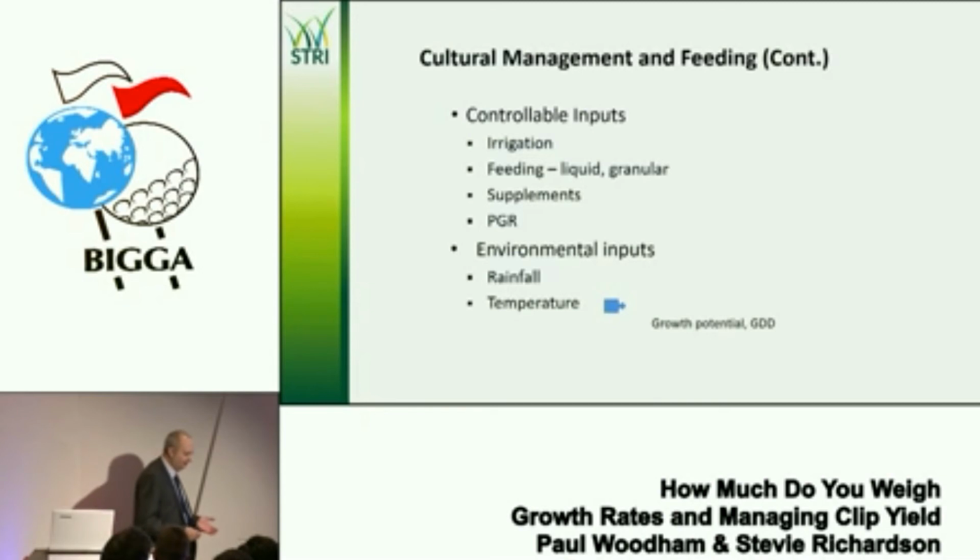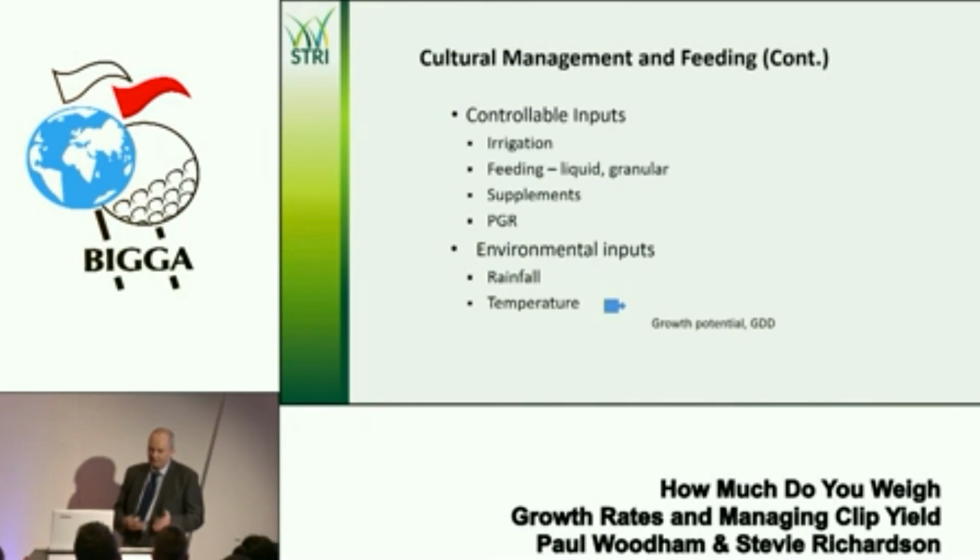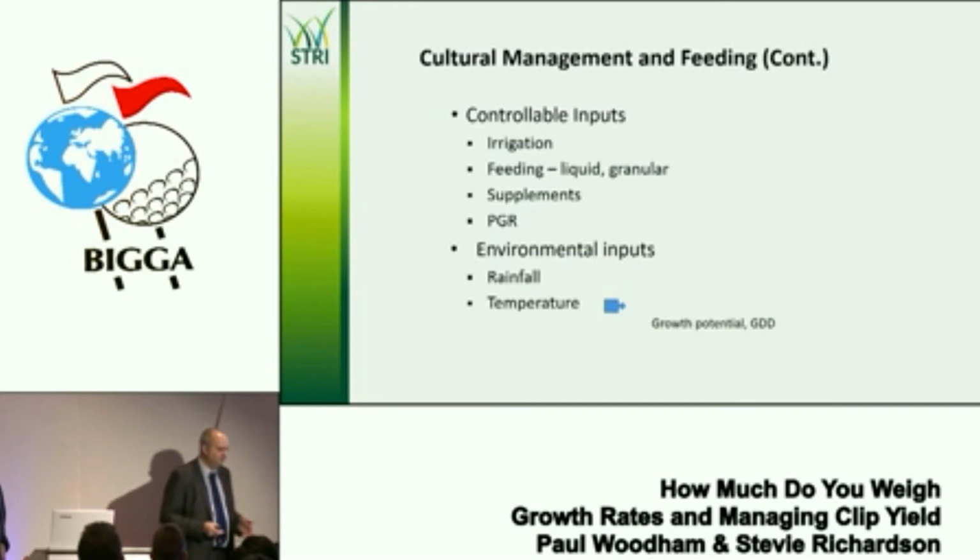Supplements that you might be putting on, are they giving a growth response, are they not? Sometimes that can be difficult to see, certainly if you haven't got a control area, but by measuring you might be able to see something, and certainly with plant growth regulator. So those are the controllable inputs. The environmental inputs you've got, rainfall.